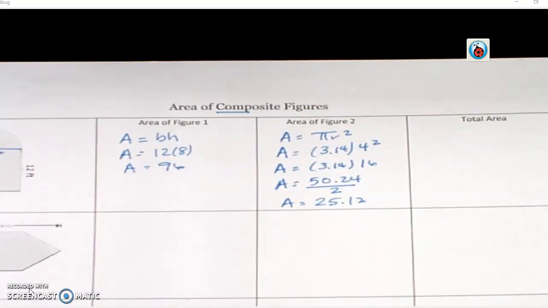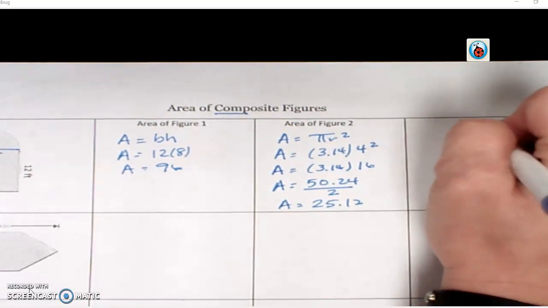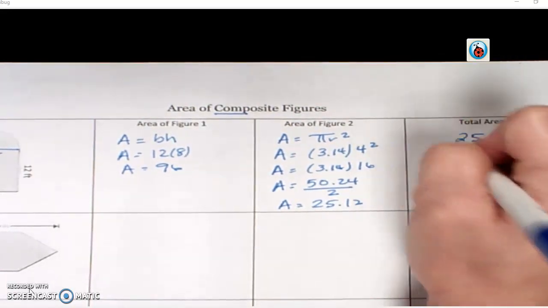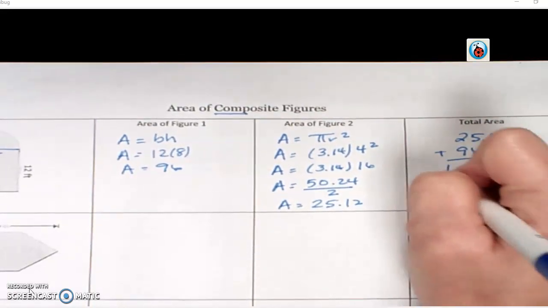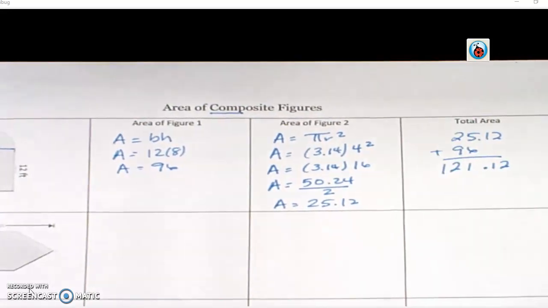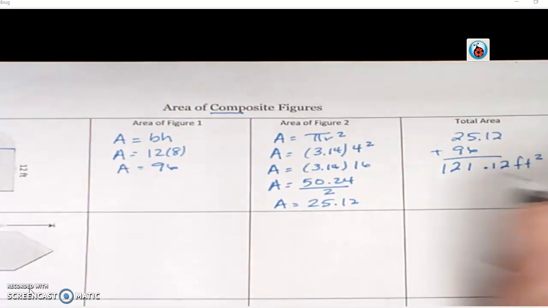So I'm now going to come over here, and to get my total, I'm going to take the 25 and 12 hundredths. I'm going to add it to the 96. And my answer is 121 and 12 hundredths. Since it's area, it's going to be feet squared.